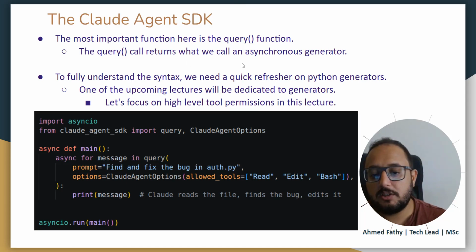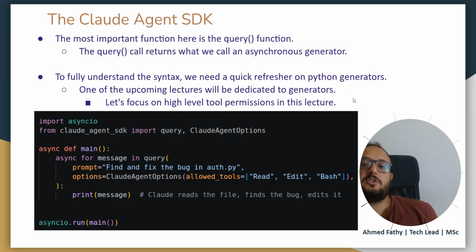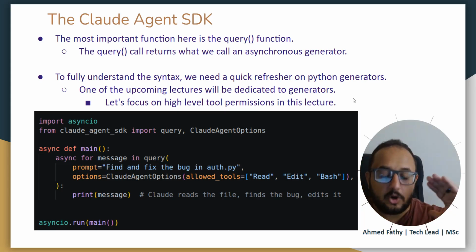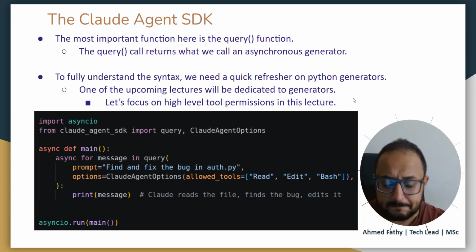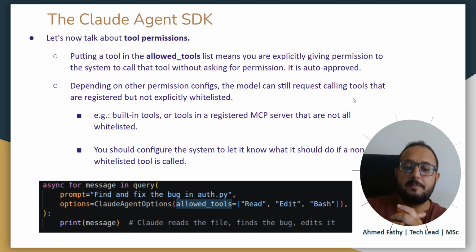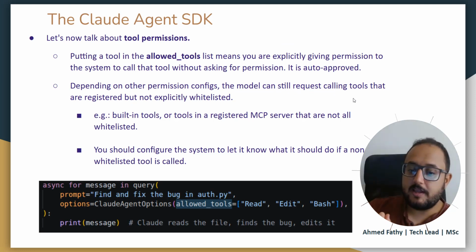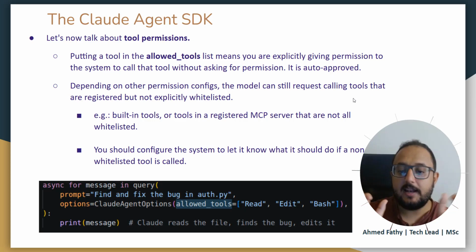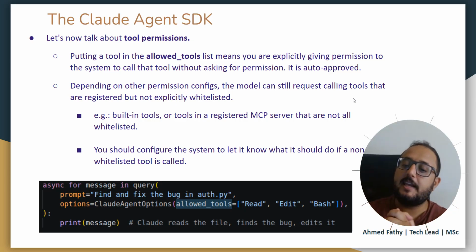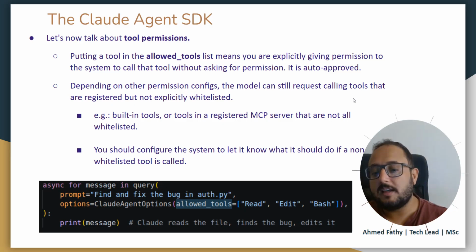The query call returns what we call an asynchronous generator. We'll cover this in detail later on. To fully understand the syntax, we need a quick refresher on Python generators, which will happen in a later lecture. Let's focus on high-level tool permissions in this lecture. So let's talk about tool permissions. Putting a tool in the allowed tools list means you are explicitly giving permission to the system to call that tool without asking for permission.